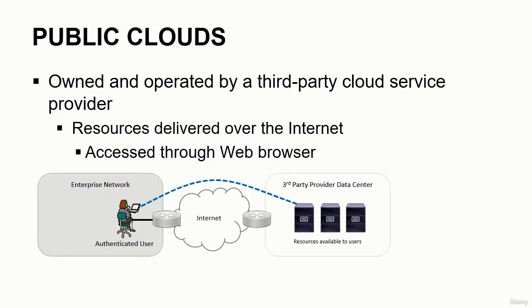Starting with the public cloud, this is a model where a cloud provider offers and sells cloud services to other companies and to individuals. These services may be free or could be offered on a pay-per-use model, such as paying for online storage. The public cloud uses the internet to provide services. So in the diagram shown on the slide, we've got a user who authenticates, uses the internet to access some third-party provider's data center where she can access resources. And these typically could be accessed through a web browser.